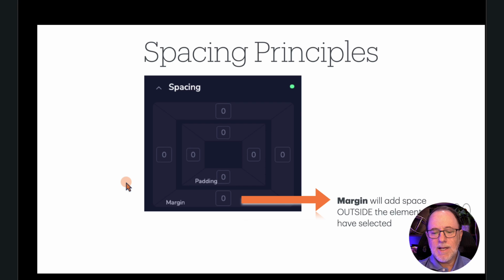Margin will add space outside of the element you have selected. So if you put spacing above an element, you'll push that element down the page. You're forcing spaces inside of or outside of the element. If you put it below, you're going to push the things below it down the page, and so it's outside.